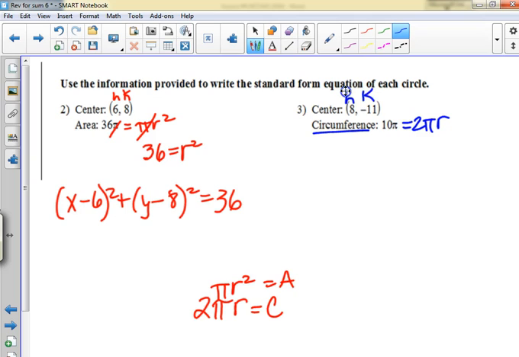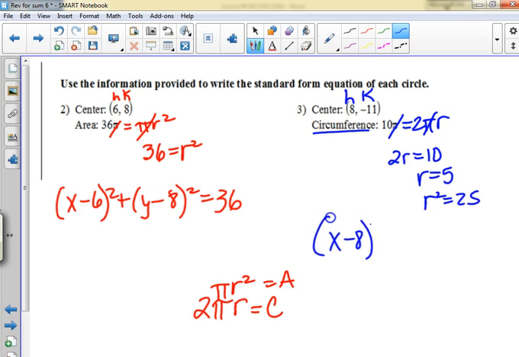All right, over here, this is 2 pi r because it's circumference. This is h and k. So if we divide the pi out, we have 2r equals 10. So r is 5. So r squared will be 25. So we have x minus 8 squared plus y plus 11 squared equals 25. Everybody good? And you'll have those memorized for tomorrow's quiz, yes?